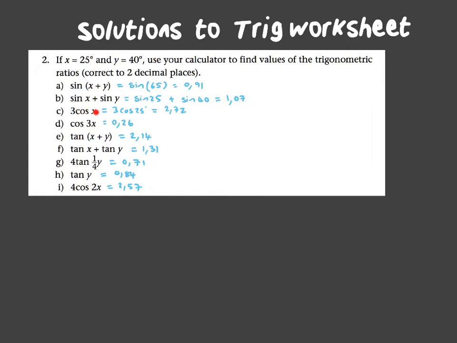Then of course also the 3 cos x and the cos 3x: they are 3 times the function of cos x versus the cos of 3 times the angle. Okay, they are very different things. So that's quite important.